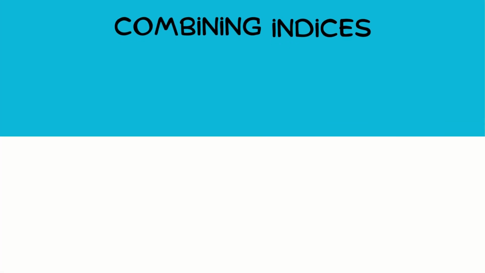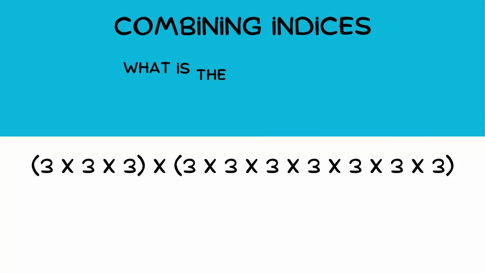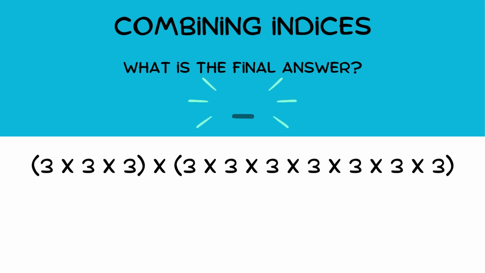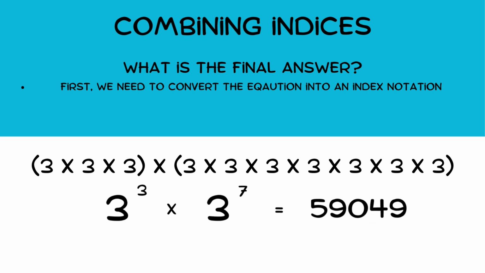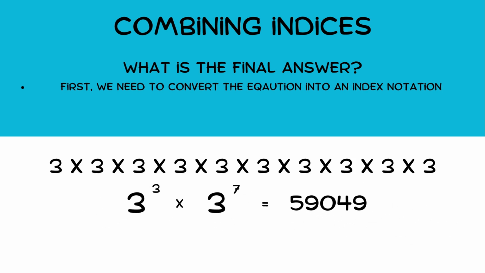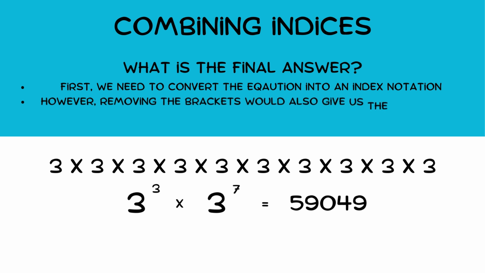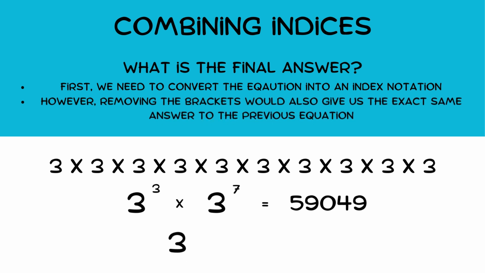Let's say we had a situation like this, and we wanted to find the final answer. As we already stated, we need to start by converting these numbers into index form, which would be 3 to the power of 3 multiplied by 3 to the power of 7. However, if we were to remove the brackets, we would notice that we could also convert this equation to 3 to the power of 10, giving us the exact same answer as the previous index.